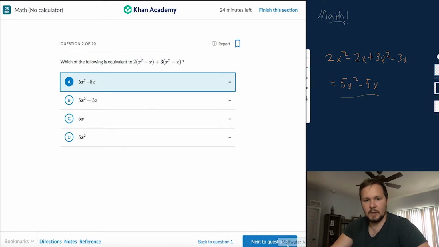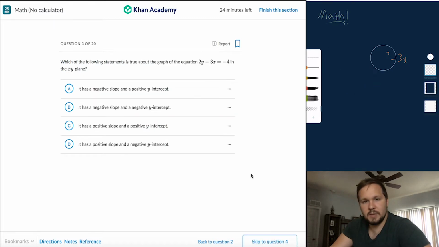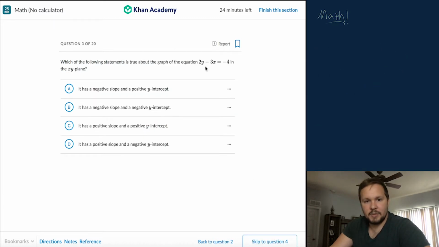All right, so which of these statements is true? It's asking about the slope and the y-intercept, so we want to get it into slope-intercept form. To do that, we just rearrange so that we have the y on one side and everything else on the other side. We end up with 2y equals 3x minus 4. Now, we don't have to solve this completely because it just wants to determine if the slope is positive and the y-intercept is positive or negative. And we can already see that the slope is going to be positive and the y-intercept is going to be negative, right? So the y-intercept is at negative 4, so negative and positive, yeah, right here.